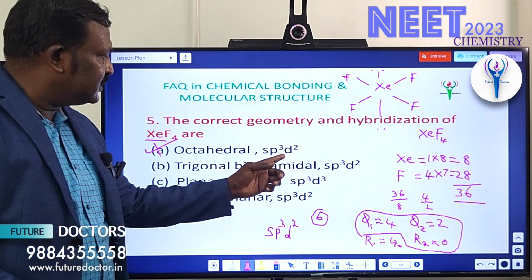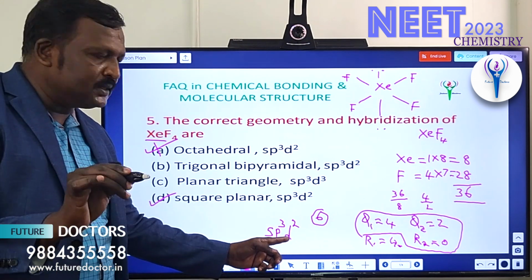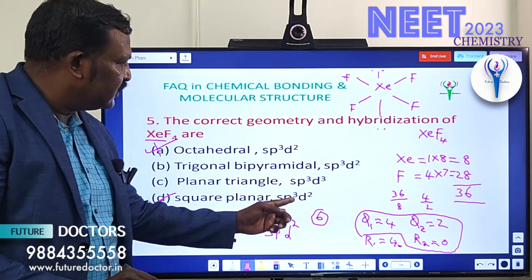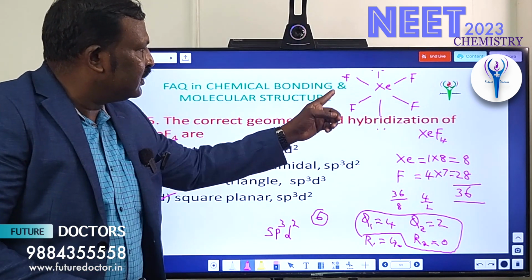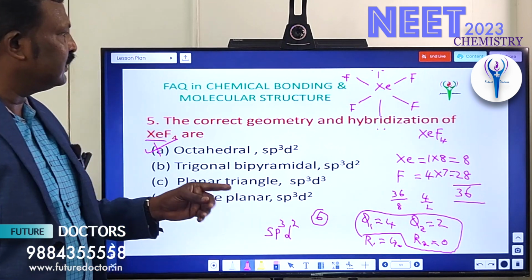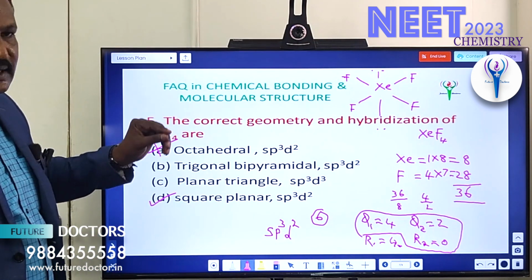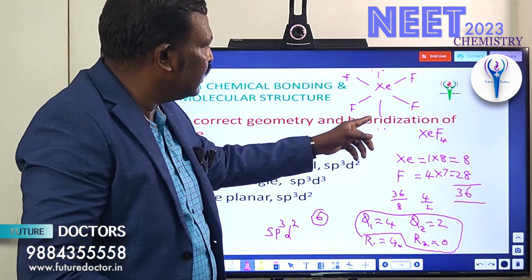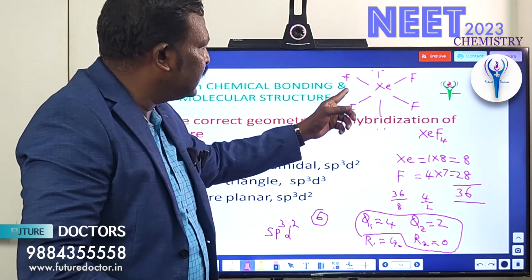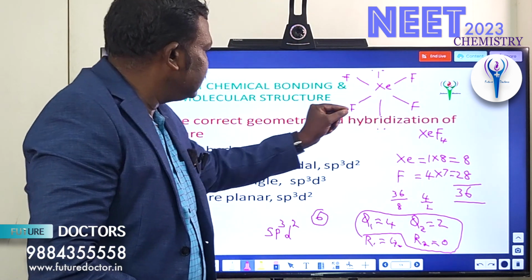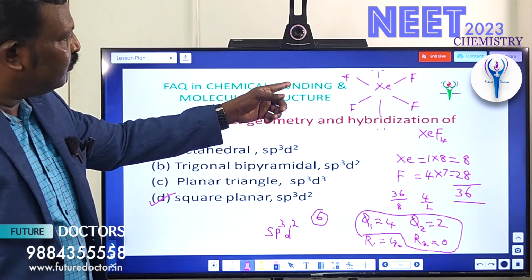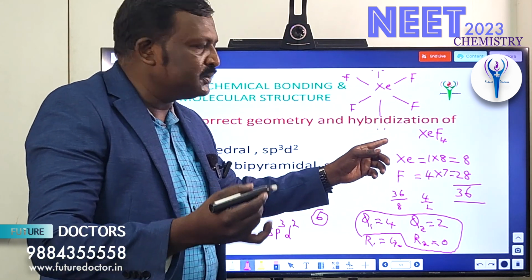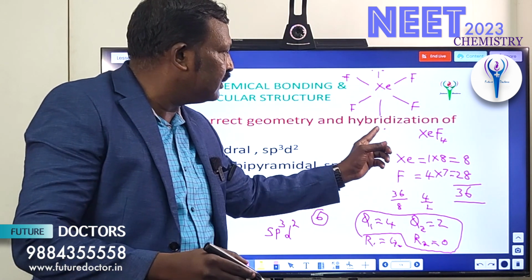Because I am saying this is also sp3d2. We get the answer sp3d2, correct only. But you have to put the structure, then only we can identify. So suppose XeF6, that's correct. All 6 places having atoms means it is called octahedral. But only 4 places have atoms and the other 2 places have no atoms; instead of atoms, lone pairs are present.